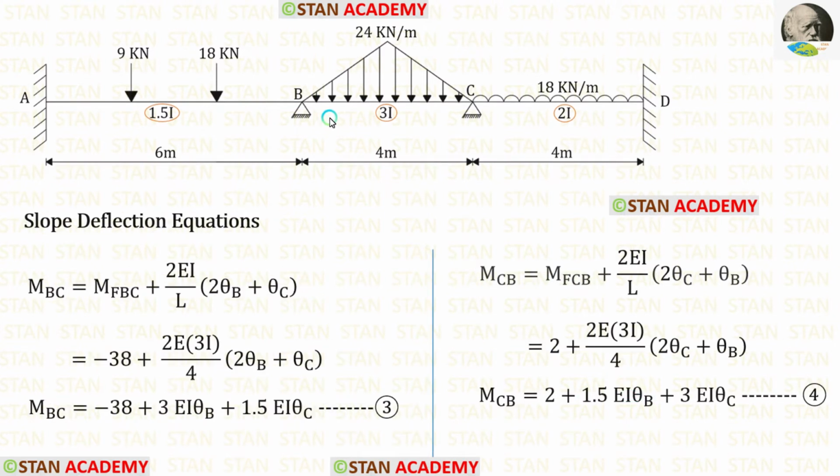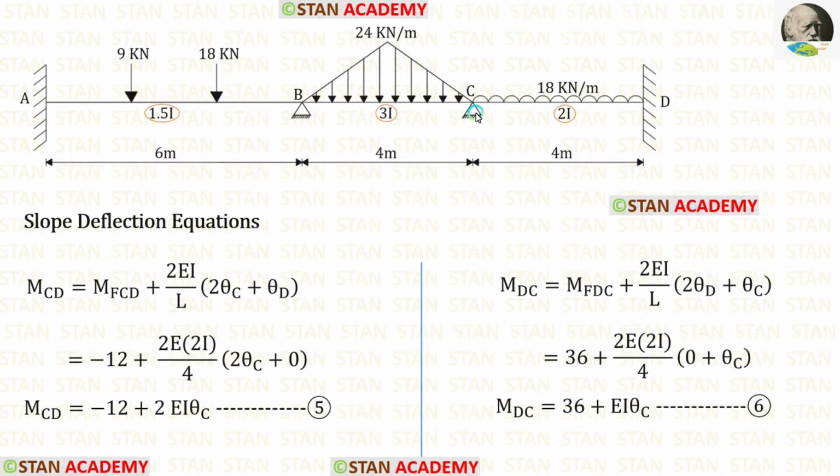Finally, in the span AB, we have made two equations. Now let us make the slope deflection equations in the span BC. In the equations, first let us apply the fixed end moments. The moment of inertia for BC is 3i. So in the equations, instead of I, we have to apply 3i. Finally, in the span BC, we have made two equations.